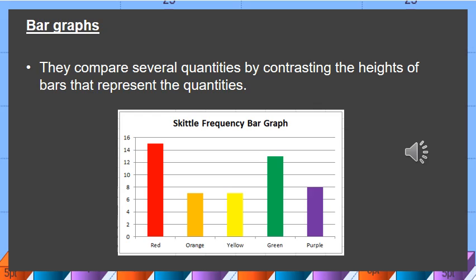Bar graphs are another way to display categorical variables. Bar graphs are mostly used to compare several quantities. So you know that already. The higher the bar, the more subjects you have in each category.